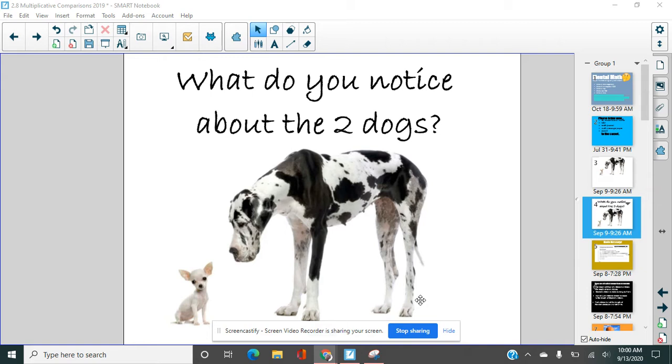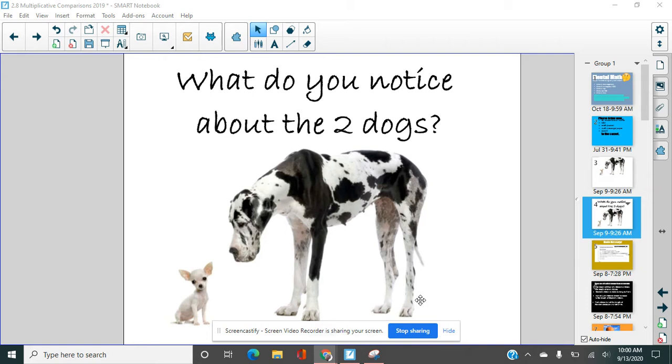Let's start with these little doggies here. What do you notice about these two dogs? Yeah, right. There's lots of things. One is larger than the other. That's a comparison statement. One is smaller than the other. That's a comparison statement. Comparing is when we talk about how things are similar and different. You might have said the big dog is 6 times as large as the small dog, right? That's a comparison statement as well.